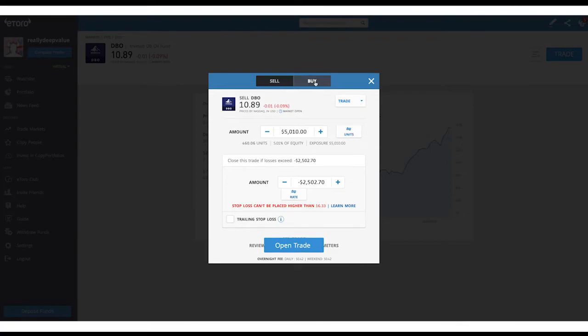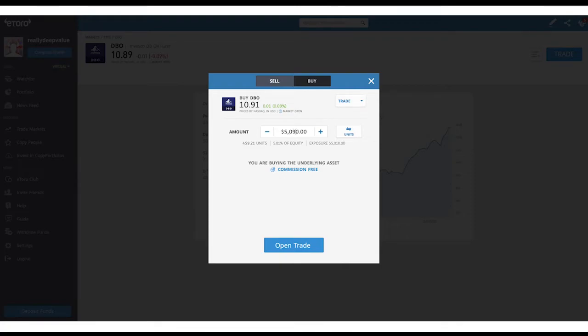Okay, we won't be selling, we're going to buy. We're going to buy 5,000. So our exposure is 5,000. There's no leverage involved, which represents 5% of our equity, and that equates to 457 units. I wonder what units are. It is another way of expressing what we've done here. So it's the amount that we're investing divided by the price of the asset we're buying.